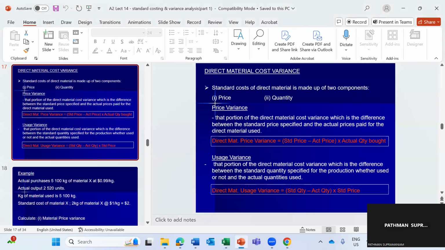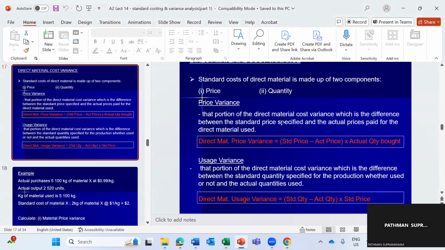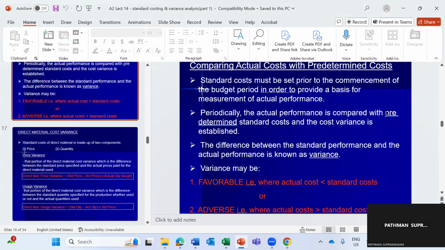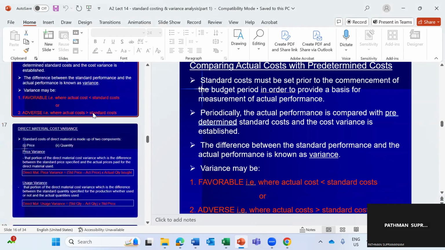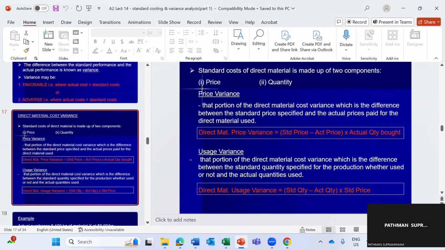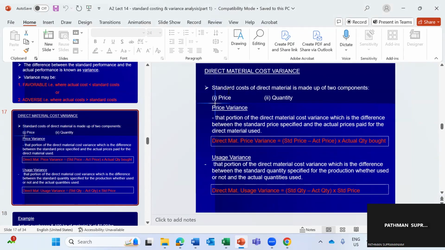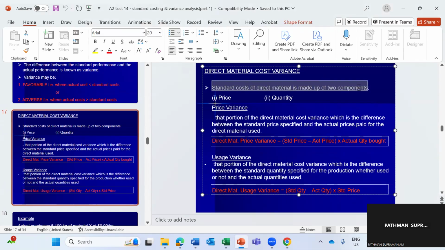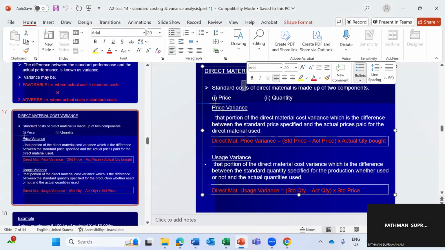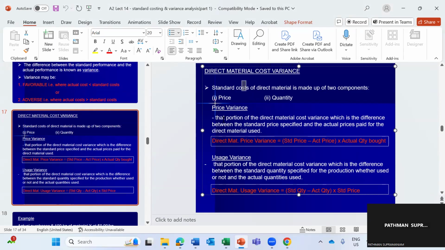Okay, so these are the formulas. So in this chapter, you have formulas which you have to memorize because formula sheets are not given during the exam. Okay, so we start off with direct material. So direct material cost. Standard cost of direct material is made up of two components, as I mentioned just now, price and quantity, because price multiply quantity gives you the direct material cost. So now we're going to learn how to calculate the price variance.